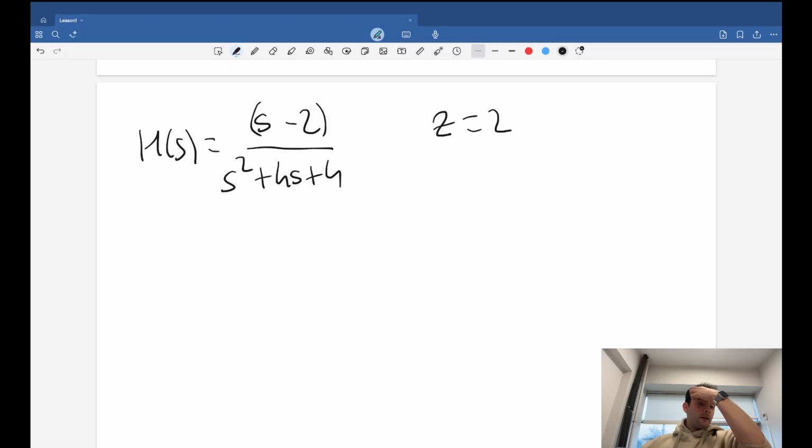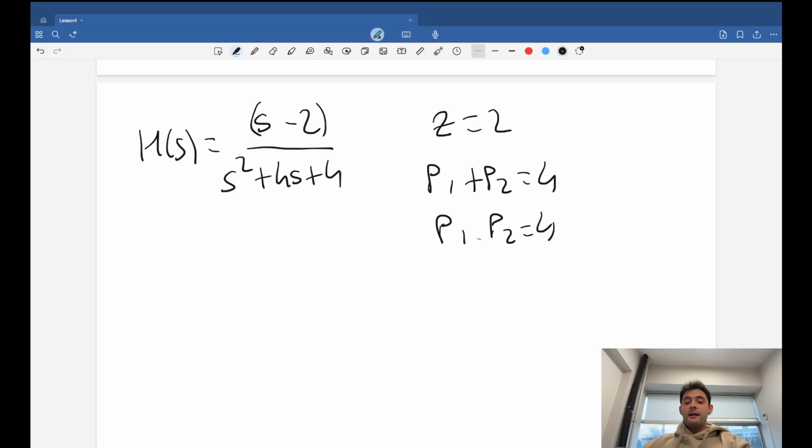So I can think of or recall some high school information. This 4 and this 4 mean something to me. This 4 says p1 plus p2 is actually 4, and the other one says p1 times p2 is actually 4. I can think of only one value that satisfies these two conditions, and we have two poles, and surprisingly these two poles are the same. P1 and P2 are both 2.